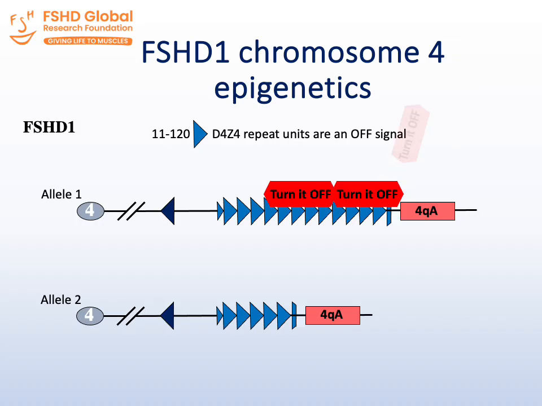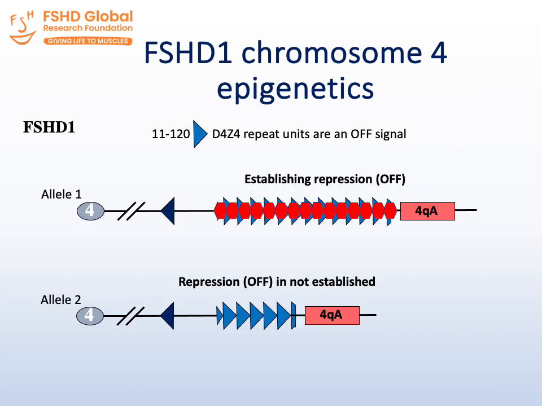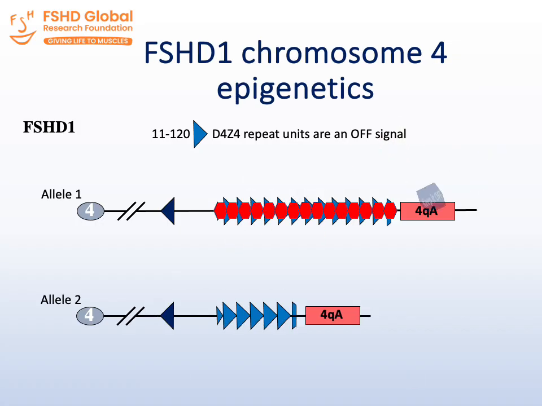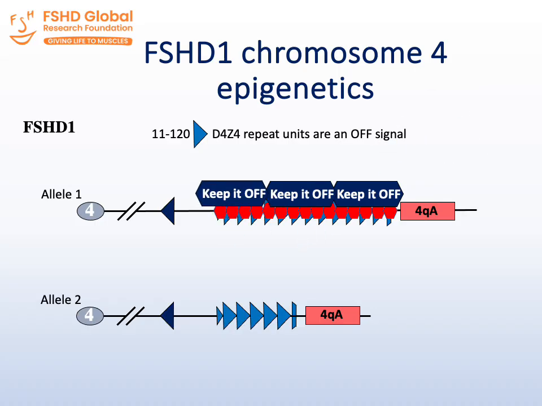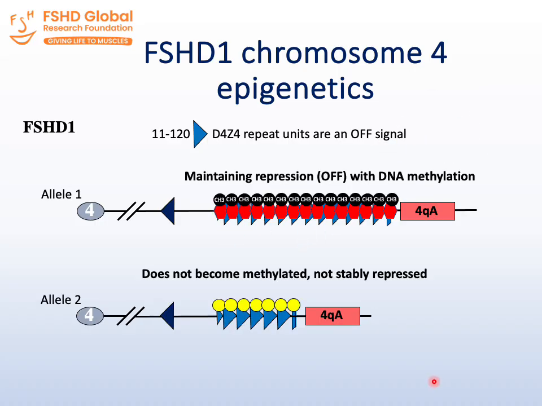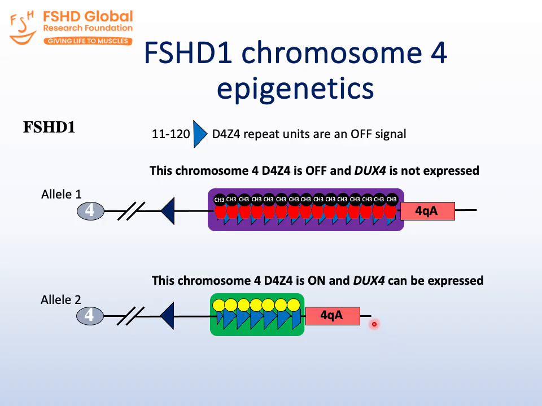So what's going to happen is you're going to come on, say turn it off. You're going to set up the off switch. Now you're going to come in, try to keep it off, methylate it, and set up an epigenetic environment. But now you see the difference. Only the non-contracted chromosome 4 got methylated and shut off because the cell never saw a signal to shut off the contracted chromosome 4. This did not get methylated, and so this is still on. So the switch is off here and the switch is on down here.